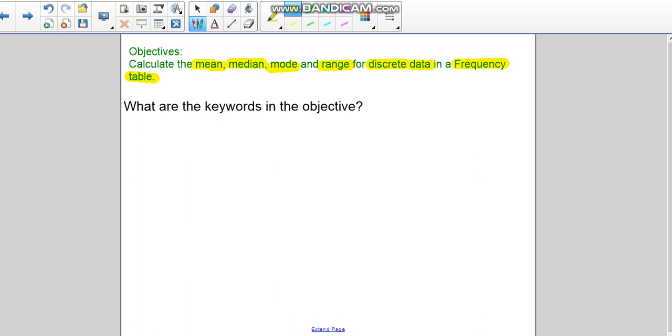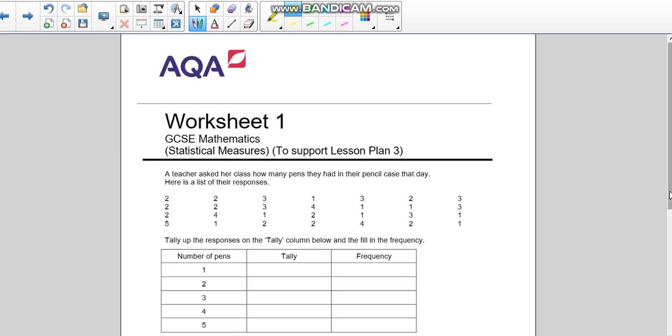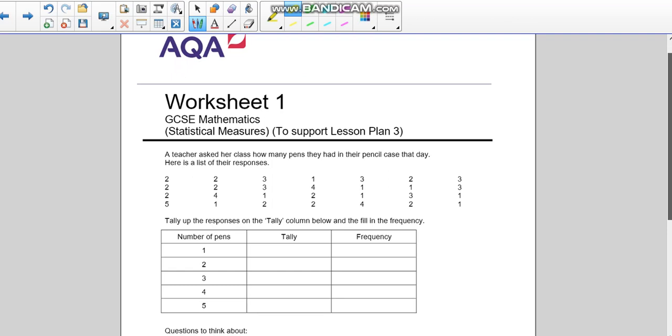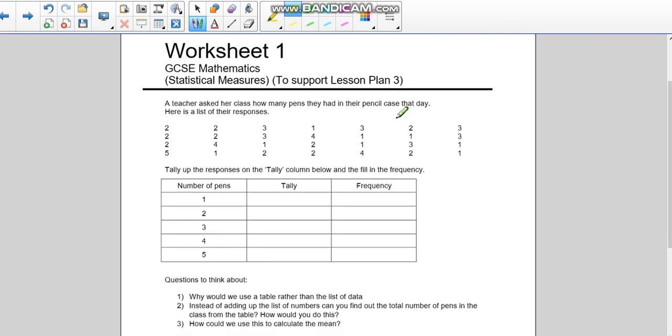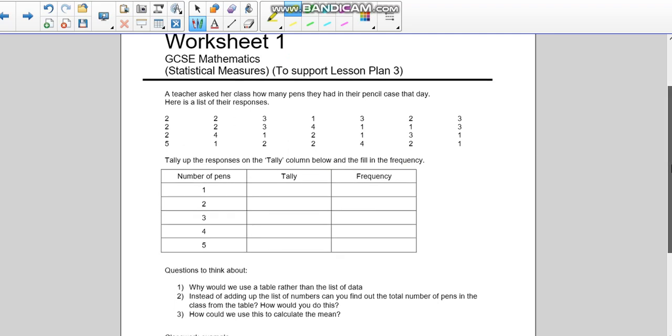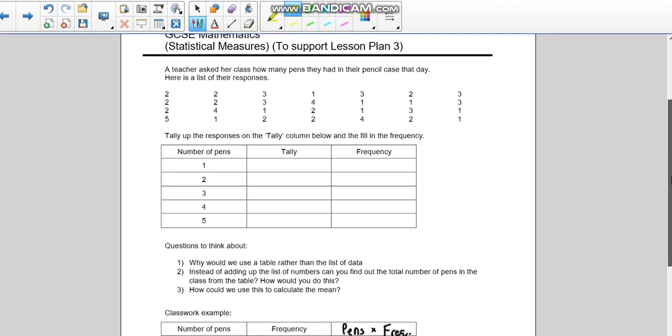Let's have a look at an example. So we're going to start, scroll down. This worksheet, by the way, is available on Show My Homework to print off if you'd like to. If not, you can just copy the tables into your books, up to you.